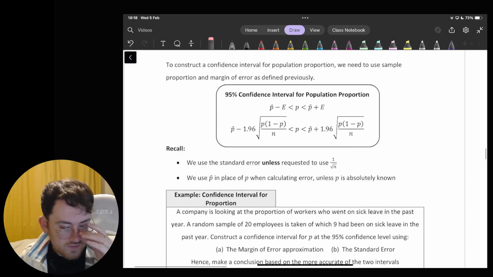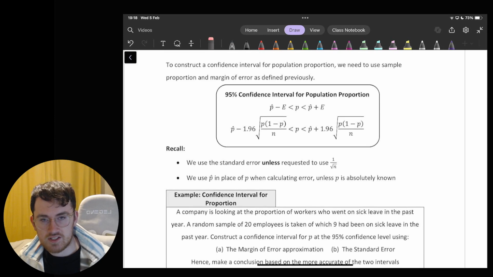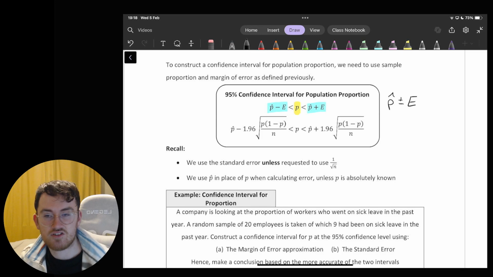To construct a confidence interval, we use the sample proportion and the margin of error that we've already defined. We are saying that the true value p for the population proportion will lie between p hat plus the error and p hat minus the error. So basically p hat plus or minus my margin of error here. Depending on what our error is, that gives us what we call the radius of the confidence interval.